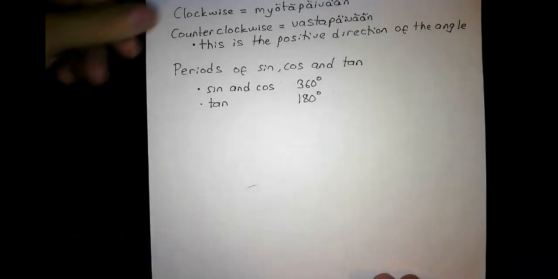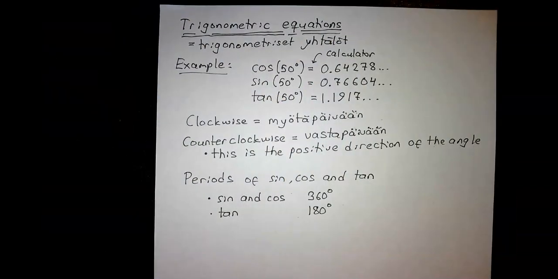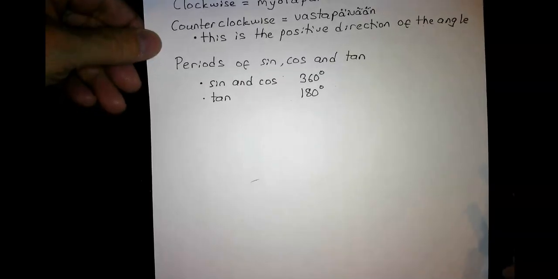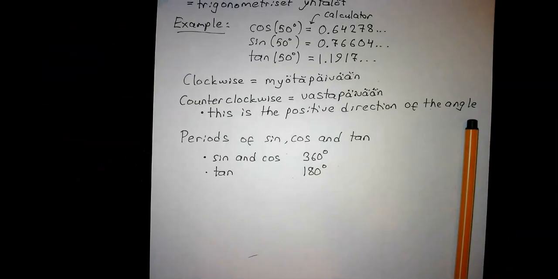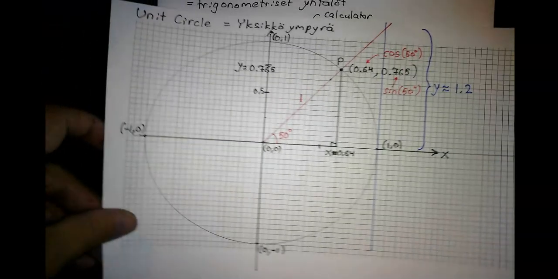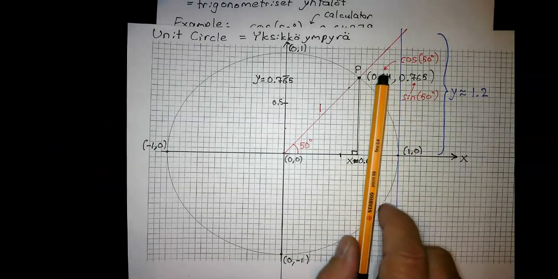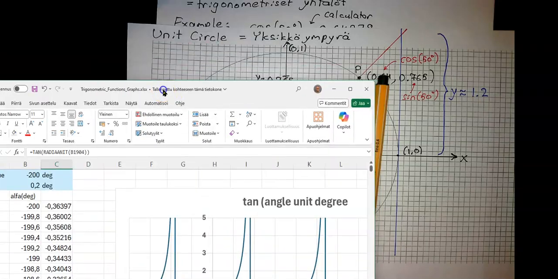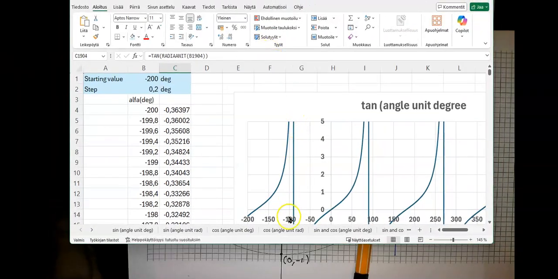And now we had this title, trigonometric equations. Oh, I forgot to show you these discontinuity places in the tangent curve. So these vertical lines, you can see, are at 90 degrees and 270 degrees.